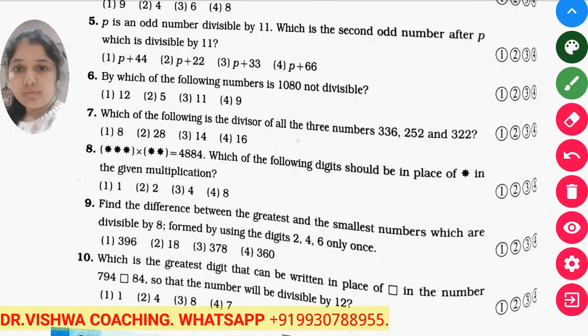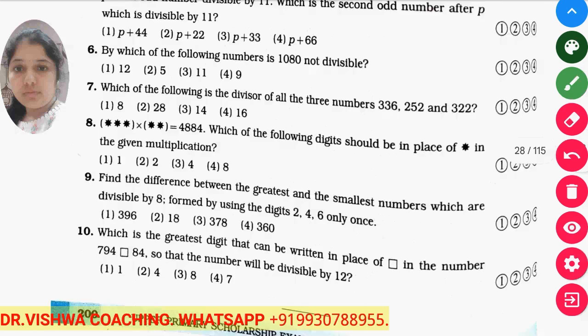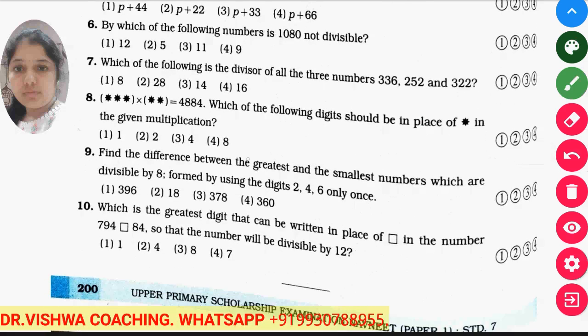Now again, which of the following is the divisor of all the 3 numbers given here? You can check it. The number which is divisible by 7 and 2 is divisible by 14 also. The number which is divisible by 28 or 8 or 16, you can check it. Now here in the next question, which digit should be there in the place of star?